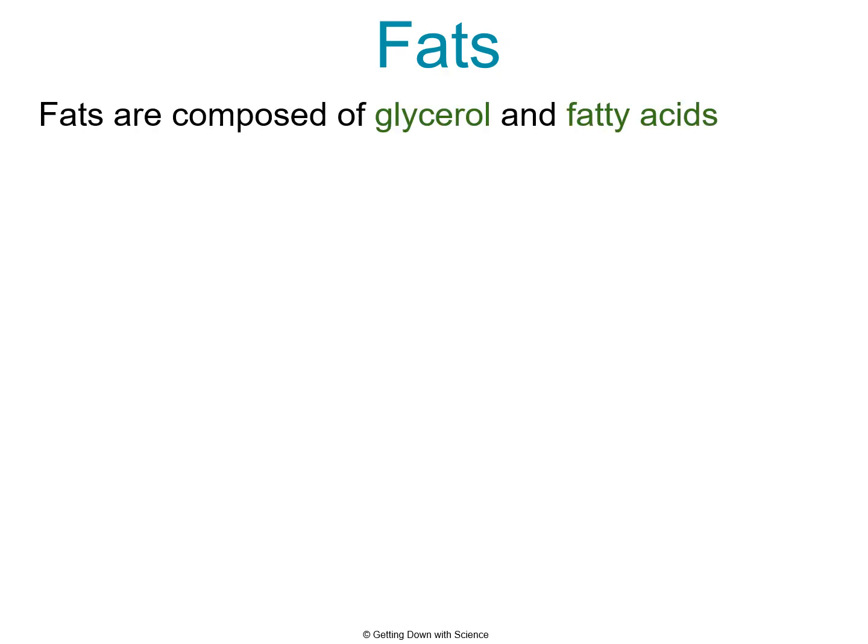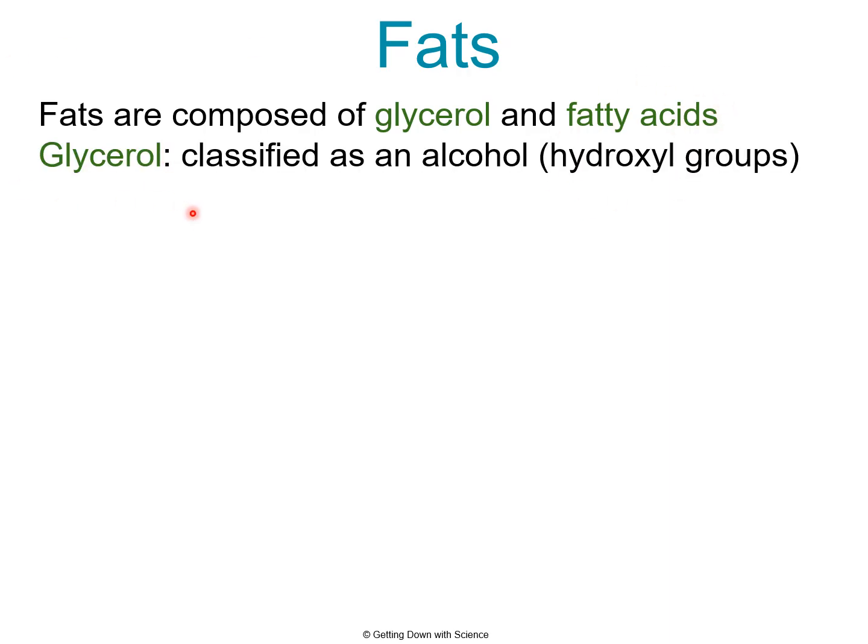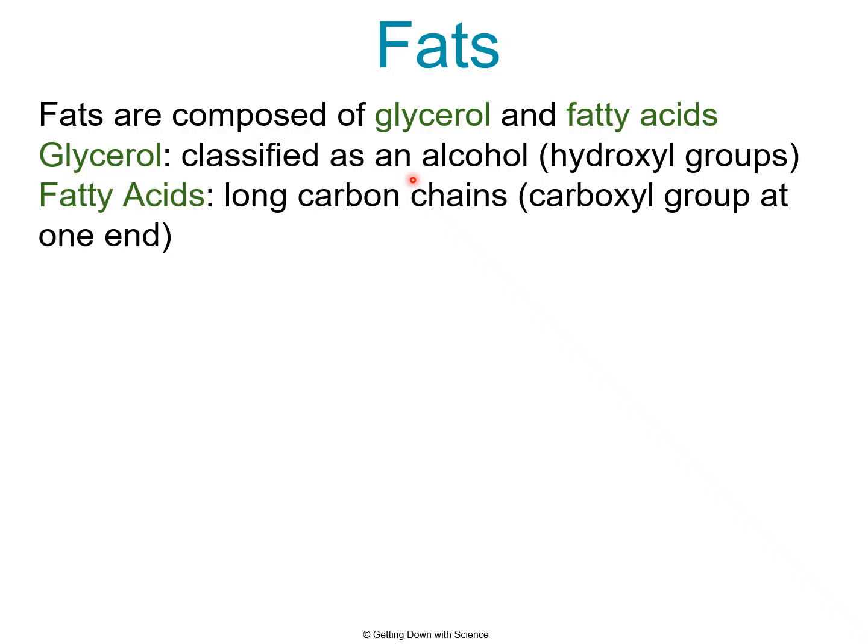Fats are composed of two things. There are two chemical regions that are very important in fats: the glycerol end and the fatty acid end. There's just one glycerol to every three fatty acids. The glycerol is classified as an alcohol because it is made up of hydroxyl groups. Hydroxyl, we know, is a functional group, and if you didn't know this, hydroxyl groups will give any molecule alcohol properties.